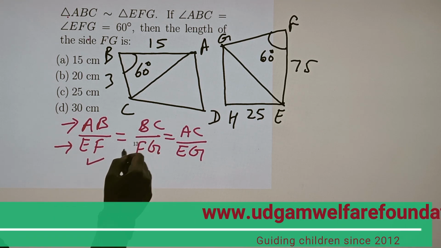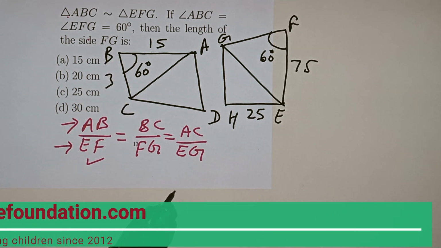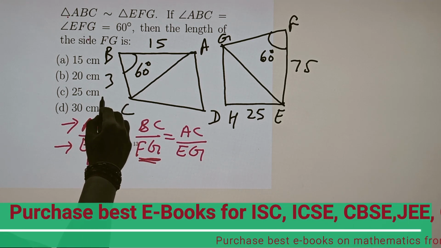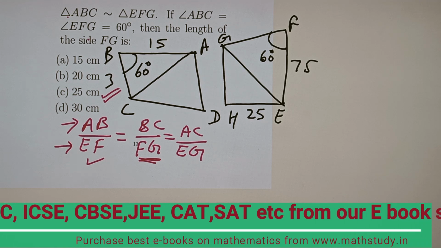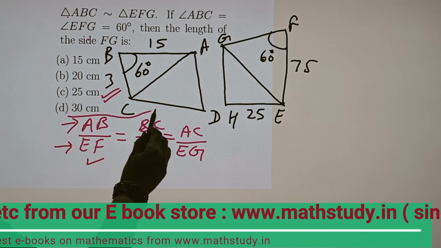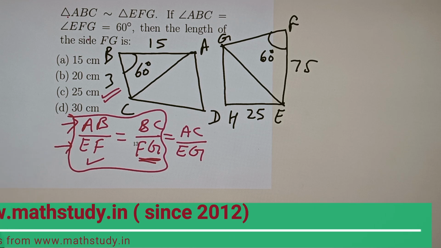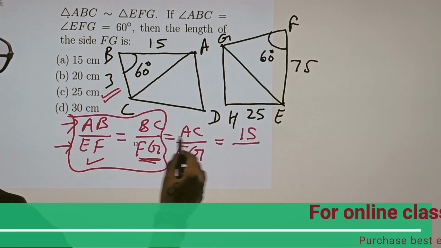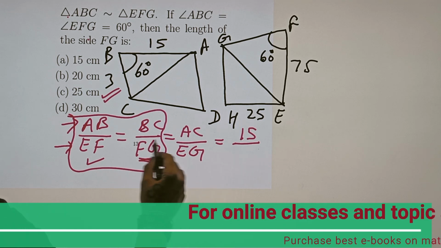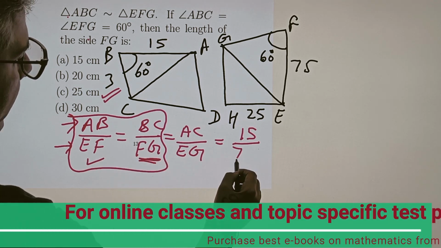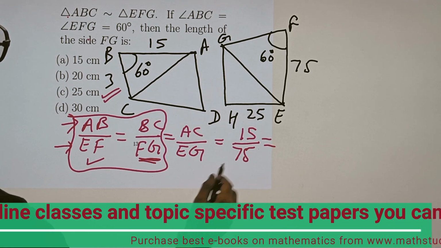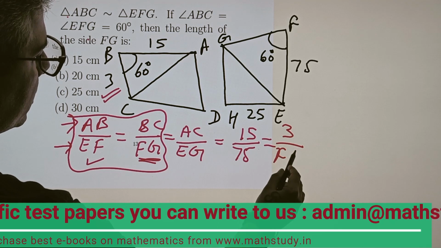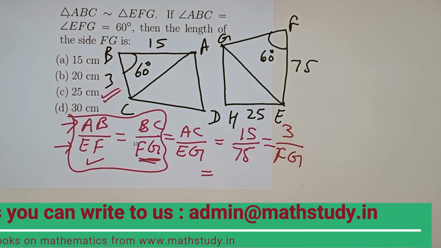Now what we need to find? FG. This is FG. BC is given, BC is 3. So what we have to do? We need to use this one only. AB is 15, upon EF, EF is 75. So this is equal to BC, BC is 3, upon FG. FG is FG, right? So this is equal to what?